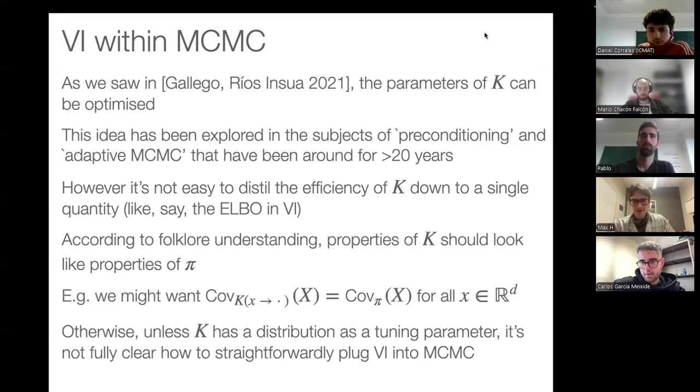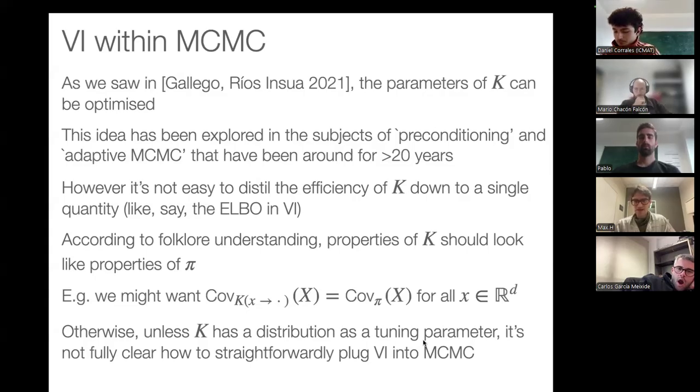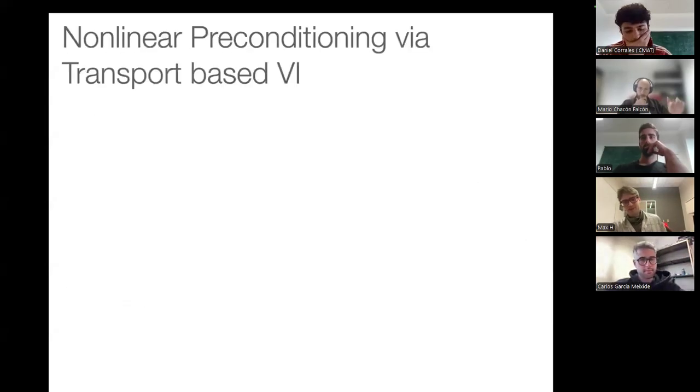Otherwise, unless K has just a distribution as a tuning parameter, so unless you can just plug a distribution into K, it's not actually fully clear how to straightforwardly plug a variational inference method into MCMC. I'll elaborate on this point a bit more later because I think it's an important point. Okay, but in what cases can you actually plug variational inference into MCMC?